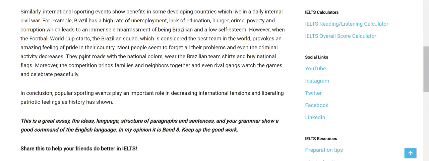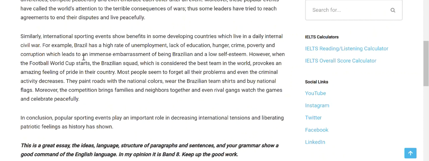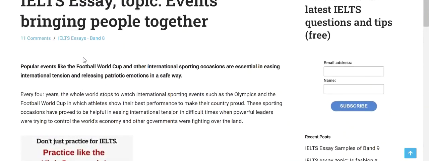In conclusion, popular sporting events play an important role in decreasing international tension and patriotic feelings as history has shown. Liberting release خوبه. patriotic هم که یعنی وطن پرستانه، میهن پرستان.